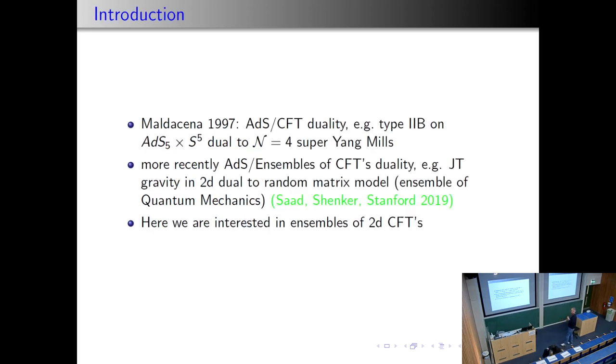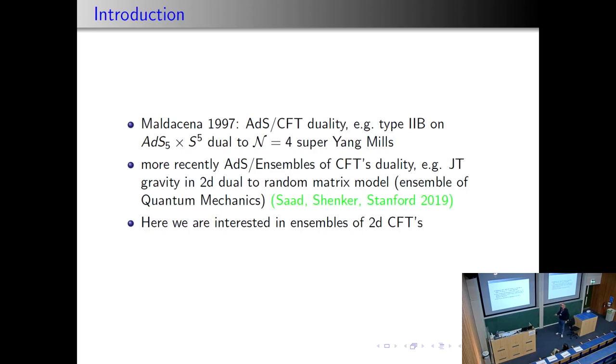As we have learned on Monday, there's a new aspect of AdS/CFT duality. Originally it was a duality between two theories, for example type IIB string theory on AdS space is dual to N=4 super Yang-Mills theory. But more recently there have been examples where the AdS theory is dual to an ensemble of CFTs. The most prominent example is perhaps Jackiw-Teitelboim gravity, just pure Jackiw-Teitelboim gravity in two dimensions, which is dual to a random matrix model, which you can view as an ensemble of quantum mechanical Hamiltonians.